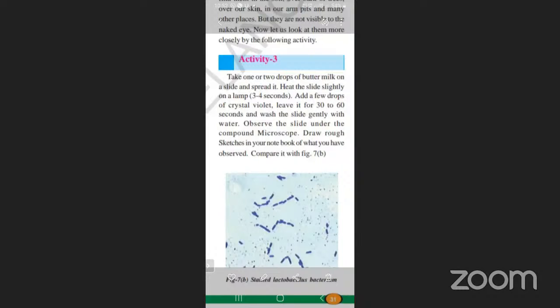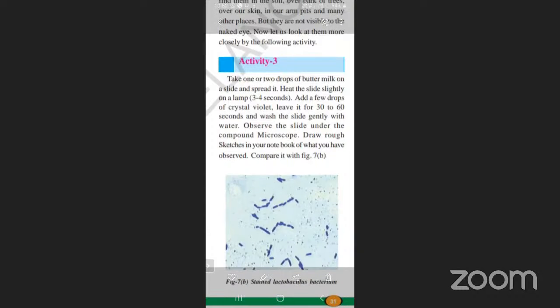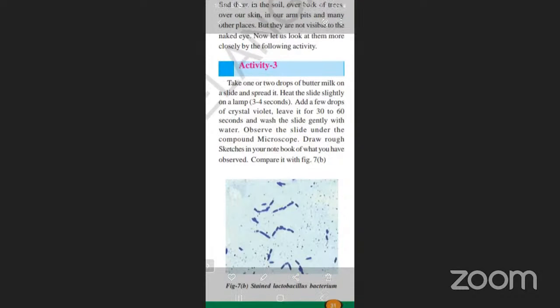You don't keep the sample side on the lamp. The opposite side is just to be kept on the lamp, only 3 to 4 seconds. Just a little warm, that's it, 3 to 4 seconds. Add a few drops of crystal violet. See, by adding that crystal violet, we can see the proper image. We can get that particular image under the microscope.